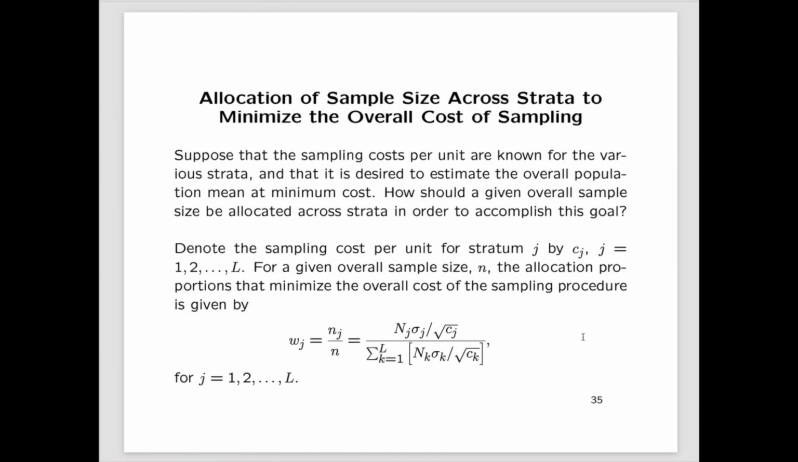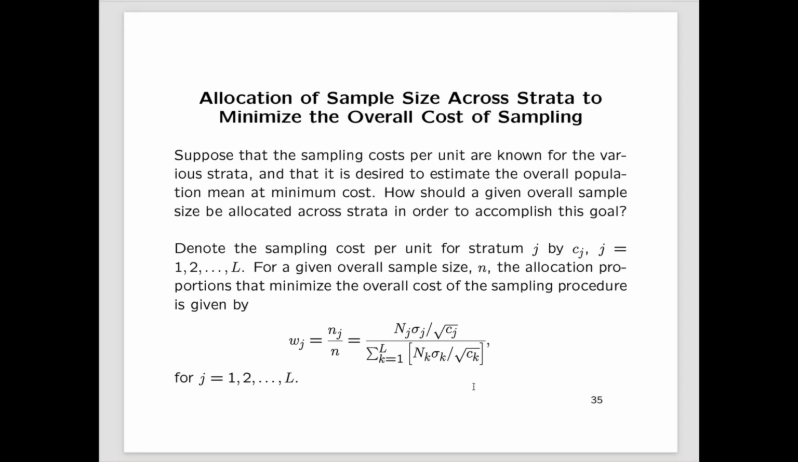Now we're going to look at an allocation of sample size across strata to minimize the overall cost of sampling. Now suppose that the sampling costs per unit are known for the various strata, and that it is desired to estimate the overall population mean at minimum cost. How should a given overall sample size be allocated across strata in order to accomplish this goal? Now denote the sampling cost per unit for stratum j by c sub j, j going from 1 up to cap L. For a given overall sample size little n, the allocation proportions that minimize the overall cost of the sampling procedure is given by this formula here.